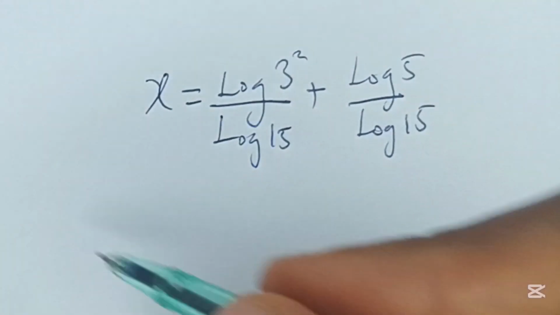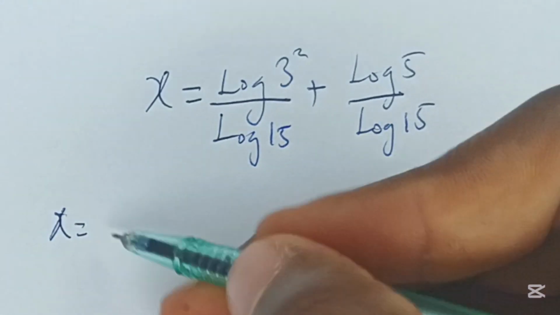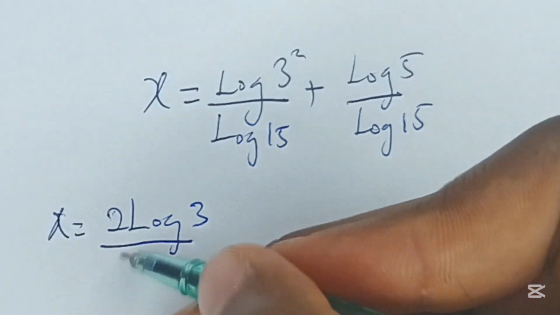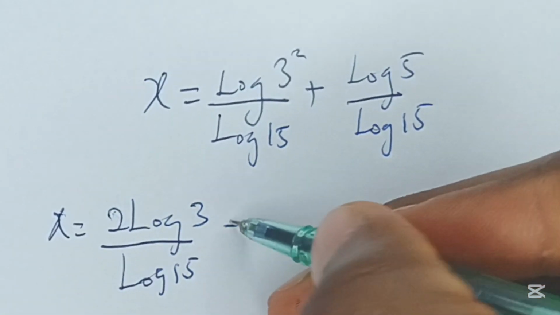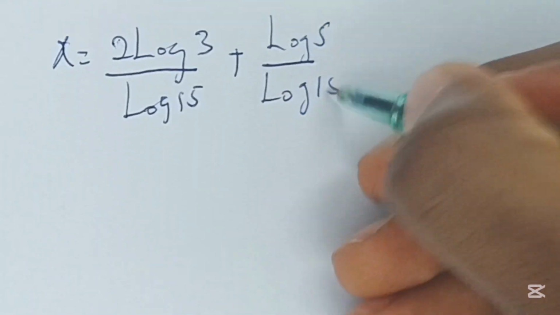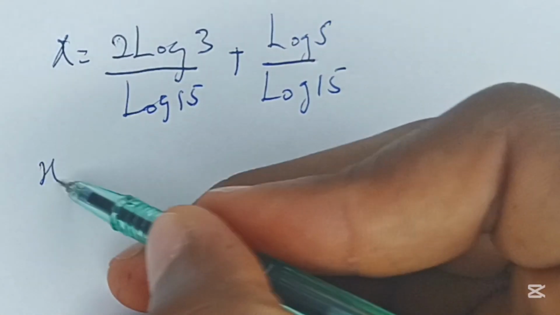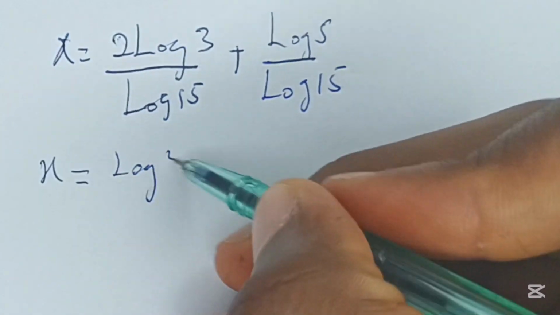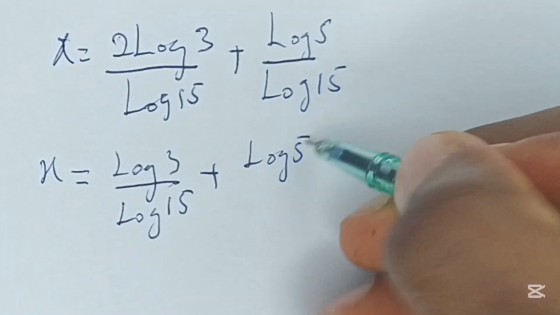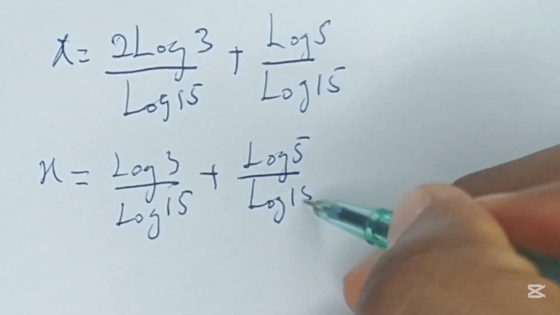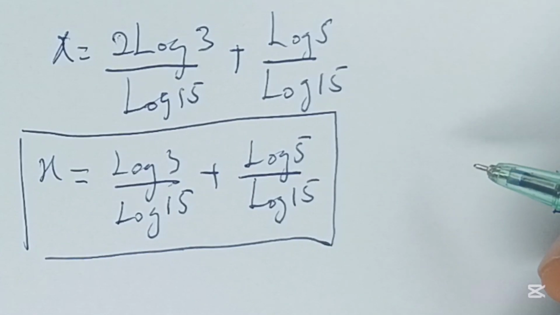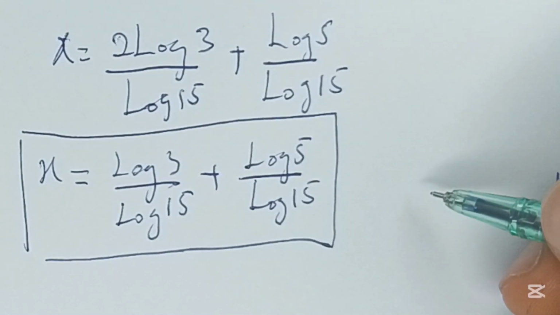So moving on, we now have that x will be equal to 2 times logarithm of 3 over logarithm of 15 plus logarithm of 5 over logarithm of 15. So x now will be equal to logarithm of 3 over logarithm of 15 plus logarithm of 5 over logarithm of 15. So this becomes the final answer to this given equation.